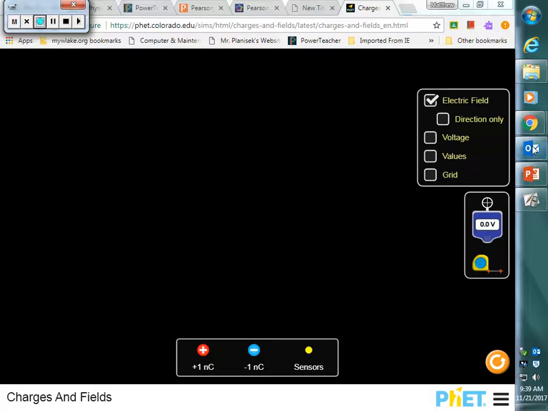All right. So yesterday we talked about the idea of the electric field, and we introduced the idea of field theory. We had to come up with a way to explain how these charges can apply forces to each other, even though there's no direct contact.